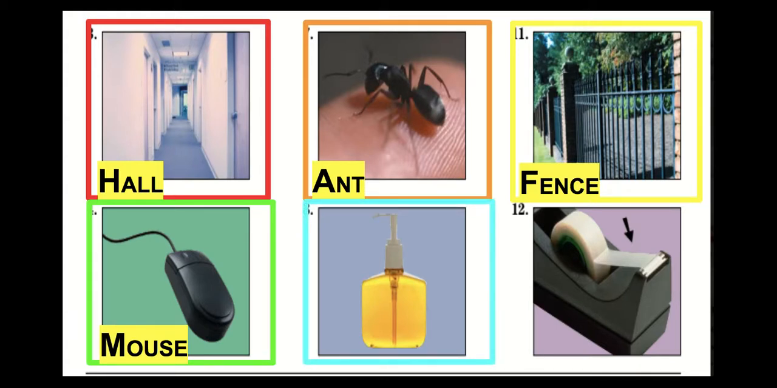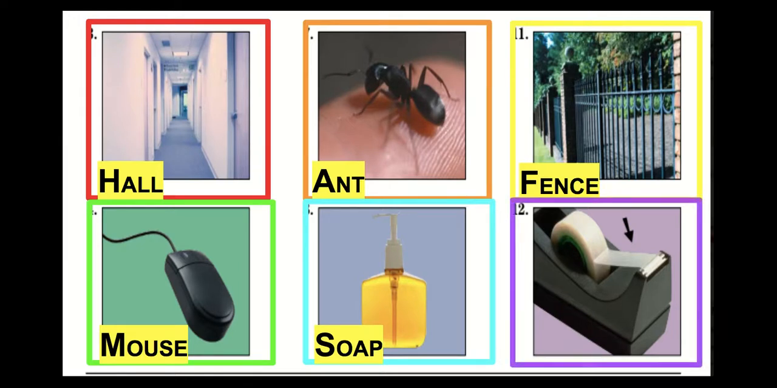In the blue picture, what is the first letter you hear in the word soap? Soap. It's the letter S. Soap. And finally, in the purple picture, we have the arrow pointing to the tape. Tape. What letter makes the first sound you hear in tape? The letter T. Tape.